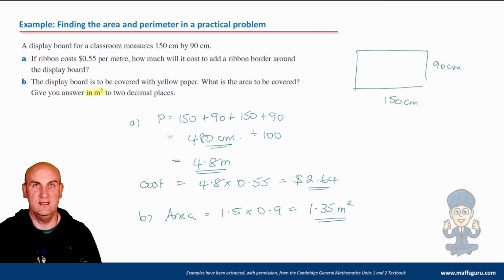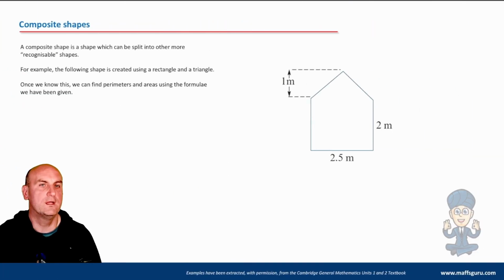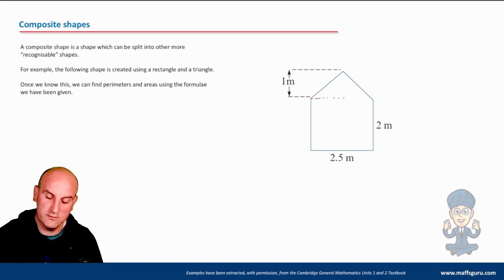Just an explanation there, if you needed it. Composite shapes. What on earth are composite shapes? They are shapes which are made up of other more common shapes. So, in this situation here, if I was to put a dotted line along there, what 2 shapes have I got? I've got a nice and easy quadrilateral and then a nice and easy triangle.